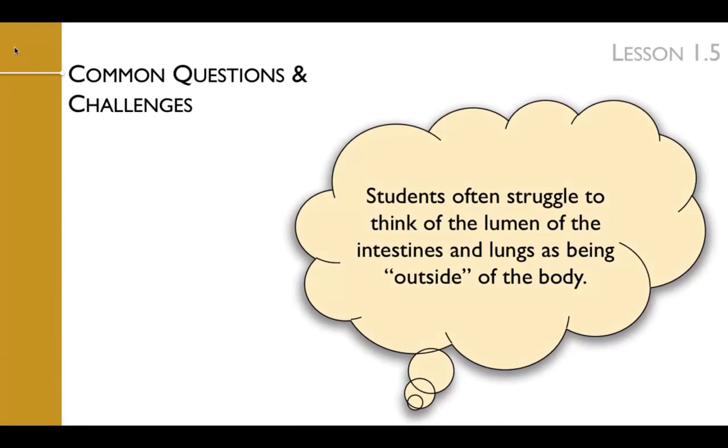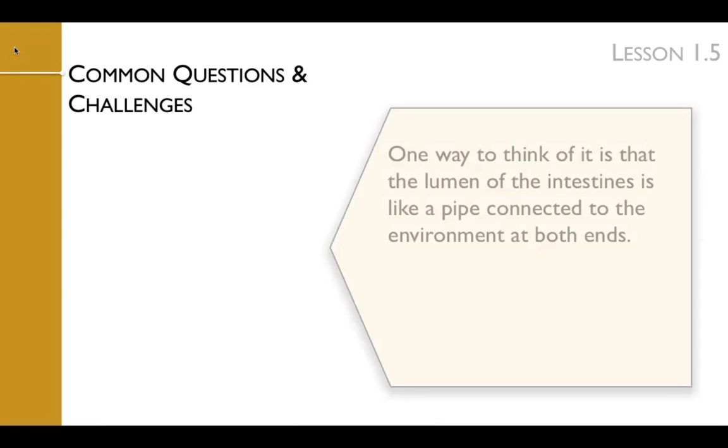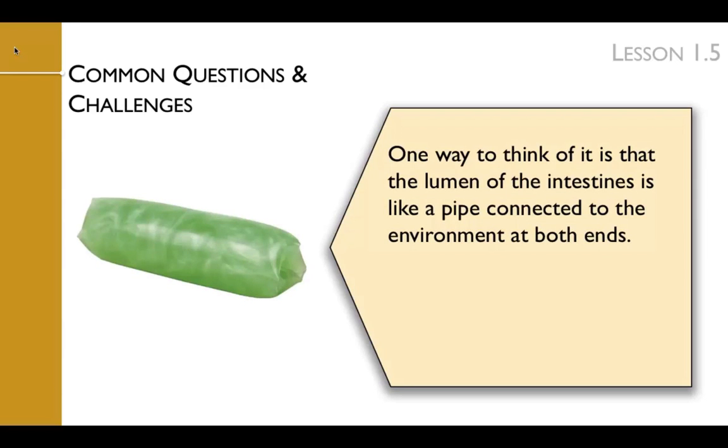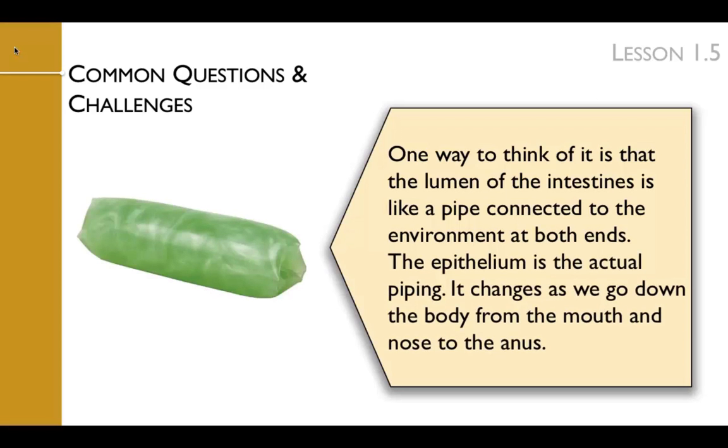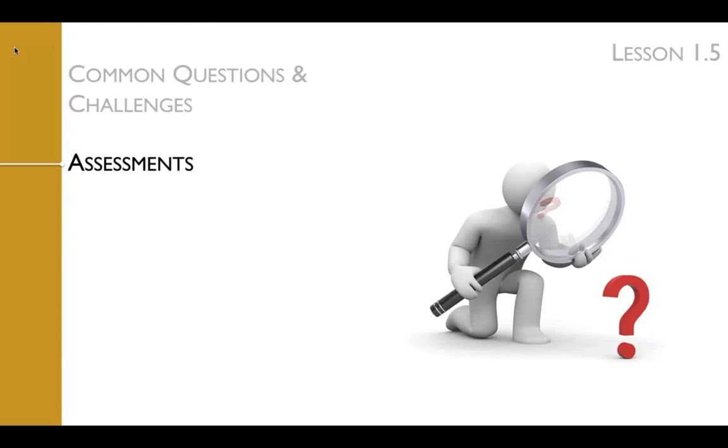Students often struggle to think of the lumen of the intestines and lungs as being outside of the body. One way to think of it is that the lumen of the intestines is like a pipe connected to the environment at both ends. The epithelium is the actual piping. It changes as we go down the body from the mouth and nose to the anus. At the end of the lesson, collect the lesson worksheets to assess each student's ability to describe the external and internal defenses the body uses to prevent infection.